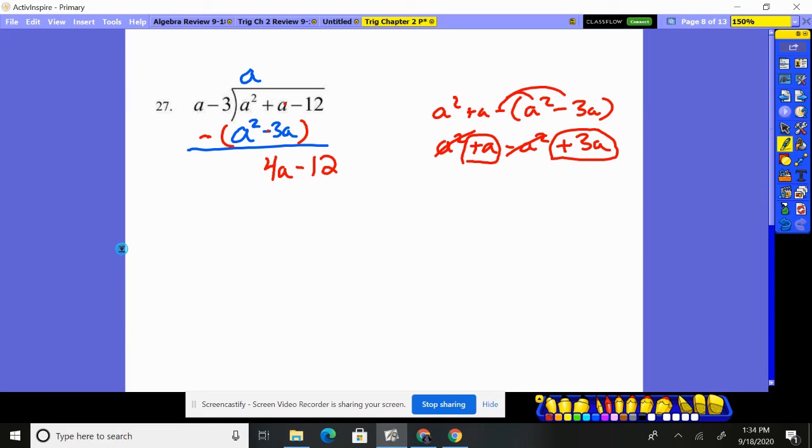I then bring my 12 down, and now you start the problem all over again. You say, hey, a minus 3 goes into 4a minus 12. How many times? Well, a times what gives you 4a? That's a 4. 4 times a is 4a. 4 times that minus 3 is minus 12. And if I subtract the whole thing, in this case, I get no remainder. So it goes into it a perfect a plus 4 times.